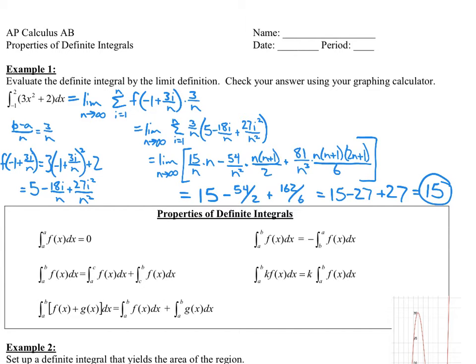Now I can take the limit as n approaches infinity. Here, 15n over n goes to 15. I'm just looking at the leading coefficients. Here it would be a negative 54 over the 2. Here it would be 81 times 2 all over 6. 162 over 6. And that all comes out to 15. Alright? Does that make sense?